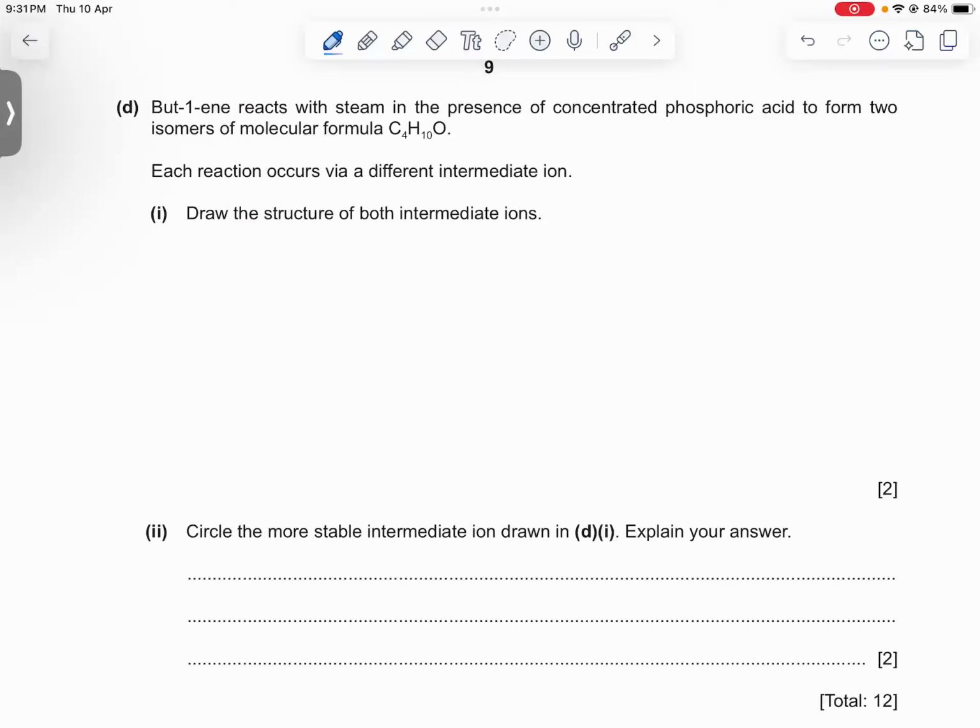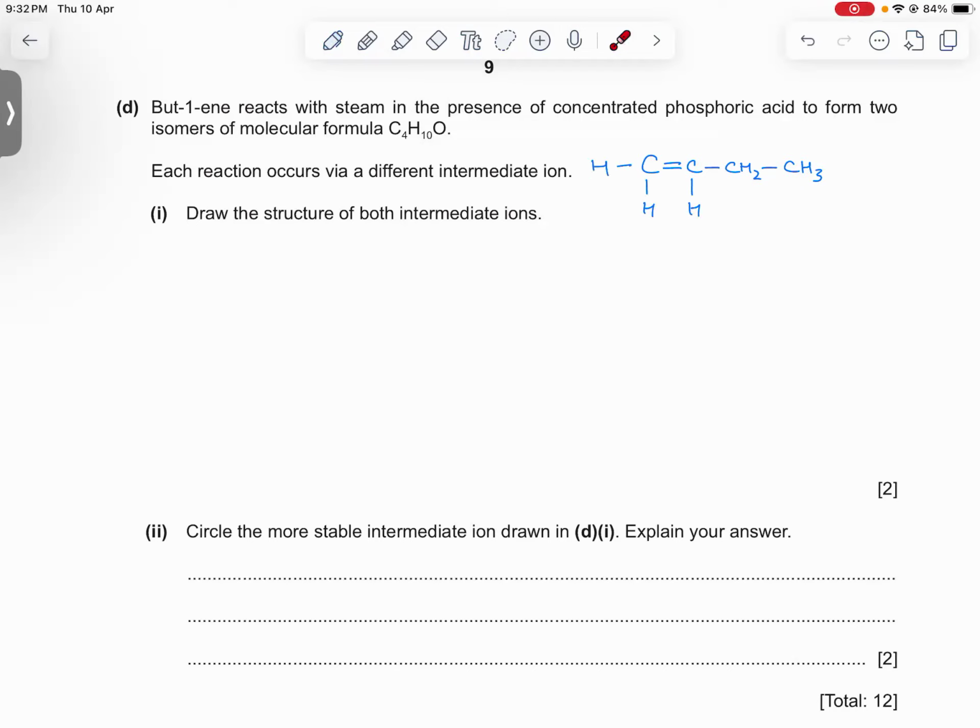Look, beta, it is but-1-ene: carbon, double bond carbon, single bond carbon, single bond carbon. These single bond carbons don't really mean anything to us, so we can just write them as CH3, and we can write this as CH2. Only these guys are important to us: carbon, hydrogen, hydrogen, and hydrogen.